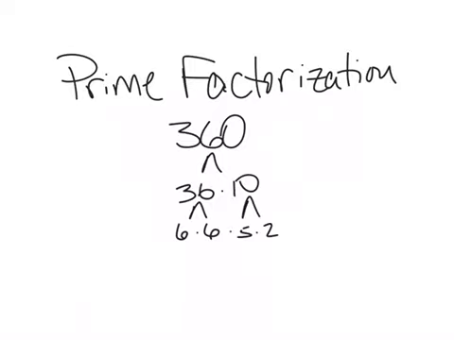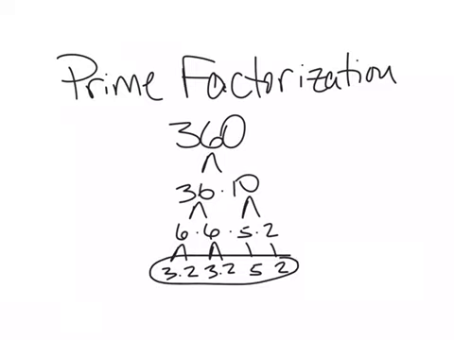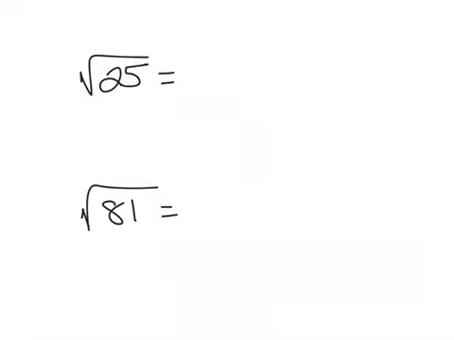Well, our 6's can continue to break down into 3 times 2, 3 times 2, times 5, times 2. So 3 times 2 times 3 times 2 times 5 times 2. If you type that into the calculator, you would get 360. Now, this bottom row is the row that I need in order to be able to simplify radicals. Okay, so let's see if we can actually do a couple.